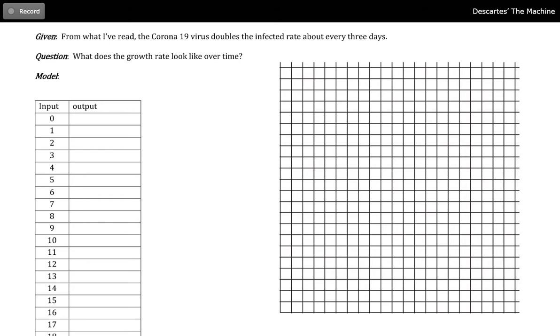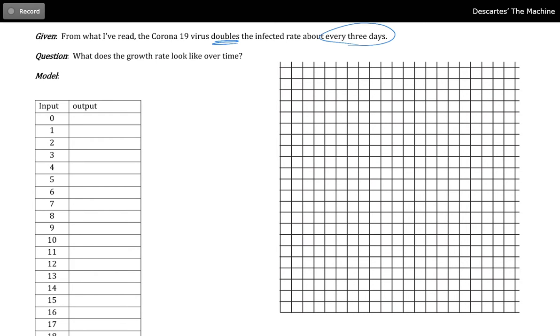Okay, so from what I've read, the Corona-19 virus doubles at a rate of every 3 days. So my question then is, what does the growth rate look like over time? If we're going to build an exponential model, the model, if you remember, is y, the output, equal to the original value a multiplied by some base b to an exponent x. So we're repeatedly multiplying a by b, and the exponent x tells us how many times we multiply by b. If we're doubling, we're multiplying by 2.